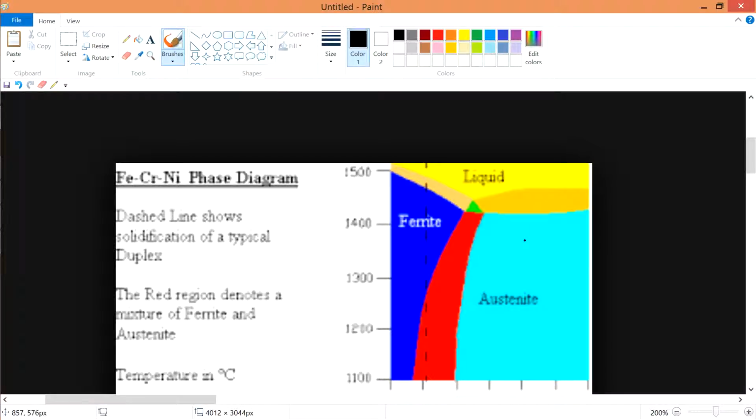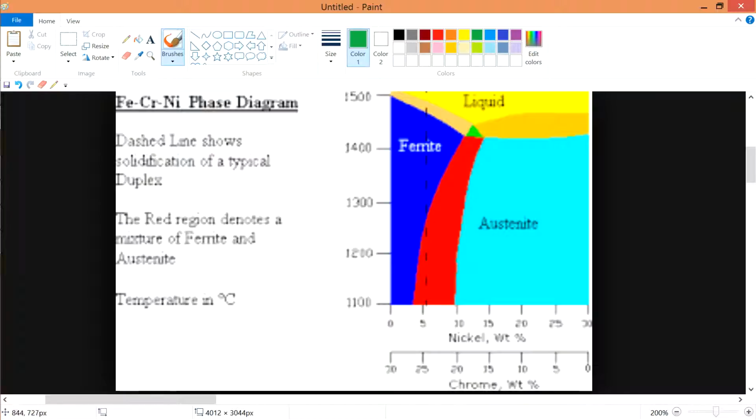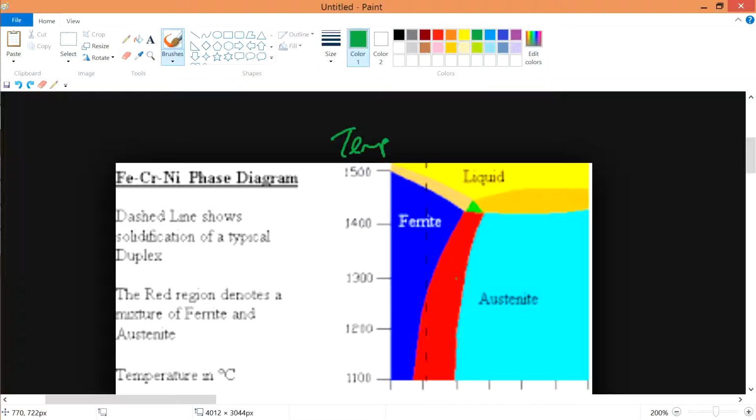Over here, this is a phase diagram. This is liquid, and this is temperature, most probably. And I think these are all the percentage of nickel. So in terms of temperature and the percentage of nickel, over here this is the line of a duplex. It shows solidification of a typical duplex.